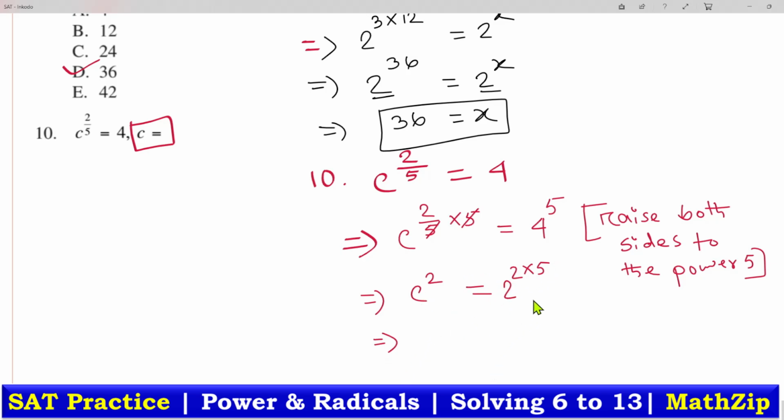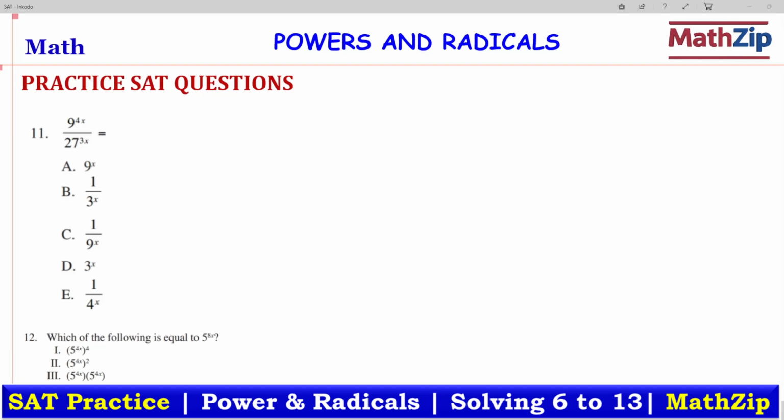But here we can do one thing, which we can square both sides, or we can write like this, c square equals 2 to the power 5 to the power 2. Now look, both powers are equal. It means c equals 2 to the power 5. 2 to the power 5 means 32. This is our answer. Number 11.